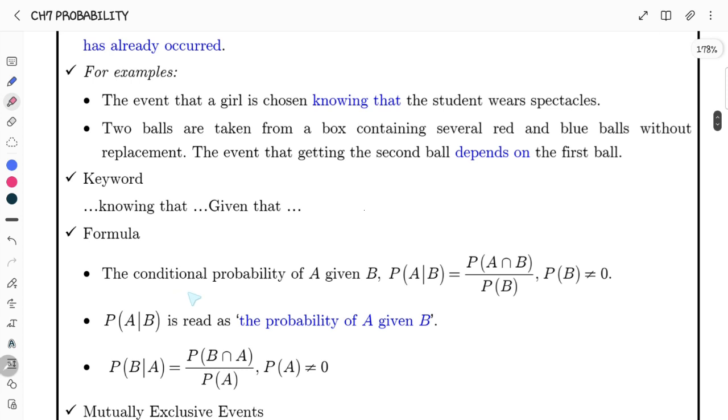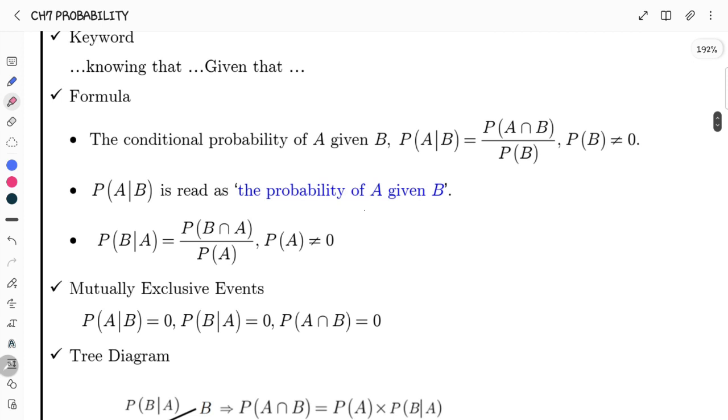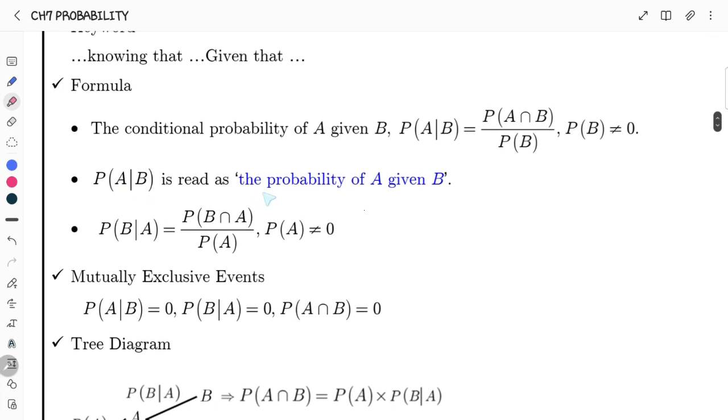Formula: the conditional probability of A given B, P(A|B), is equal to P(A intersect B) over P(B), where P(B) cannot be equal to 0. P(A|B) is read as the probability of A given B. P(B|A) is equal to P(B intersect A) over P(A), where P(A) cannot be equal to 0. For mutually exclusive events, P(A|B) is equal to 0 and P(B|A) is equal to 0. P(A intersect B) is also equal to 0.